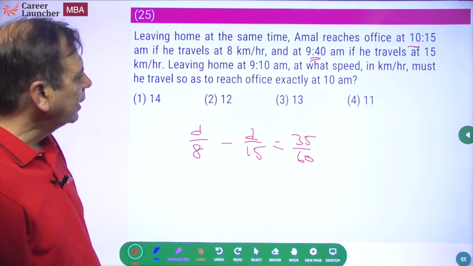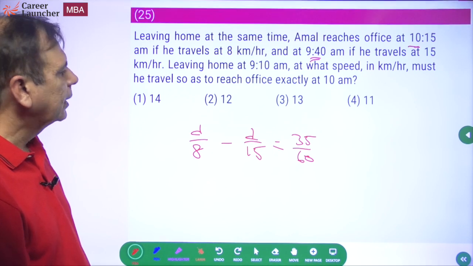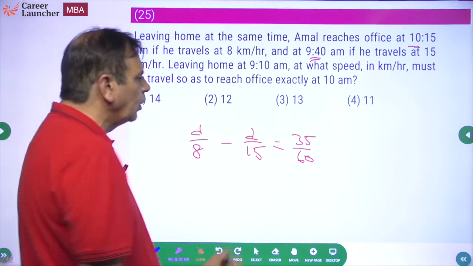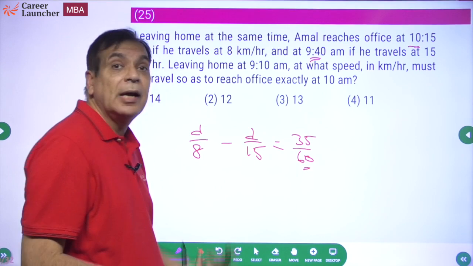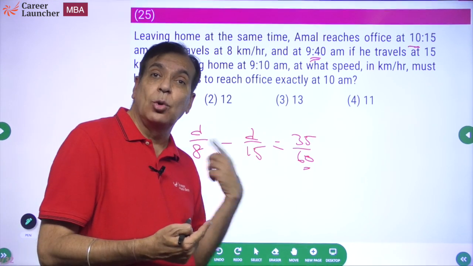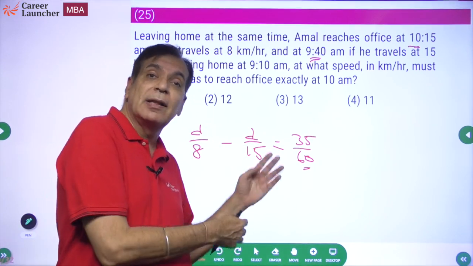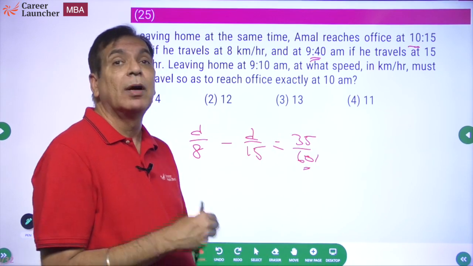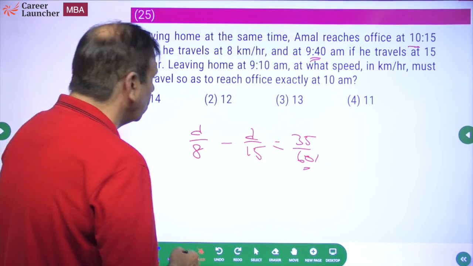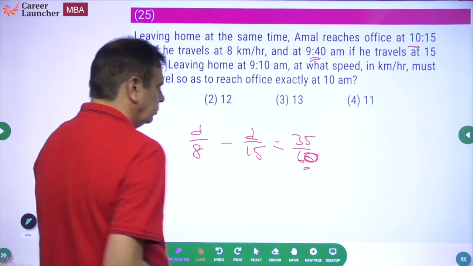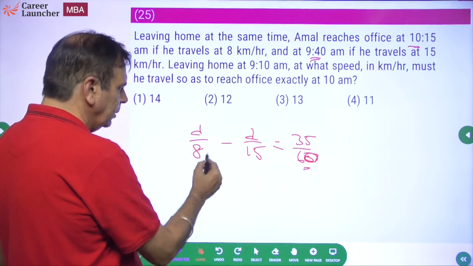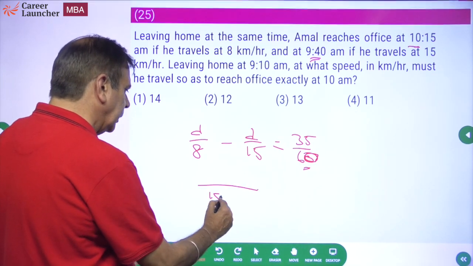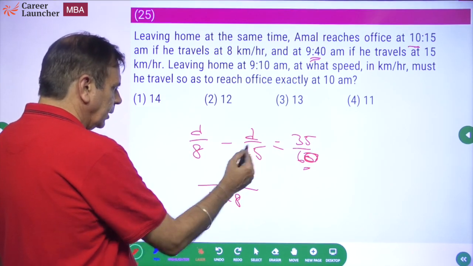So D is in kilometers and speed is in kilometers per hour, because the speed was given to us in kilometers per hour, and here we are taking a difference, not a ratio. Because we are taking a difference, इसलिए मैंने 35 by 60 लिखा है. If it was ratio, I would not have bothered. I would have worked straight away in terms of minutes only. Okay. So how much does it become? 15. Denominator is 15 into 8. 15 minus 8, 70.